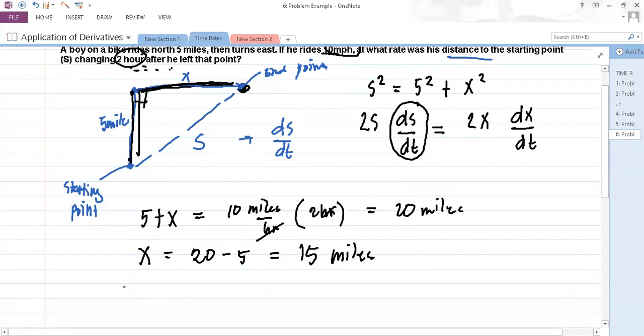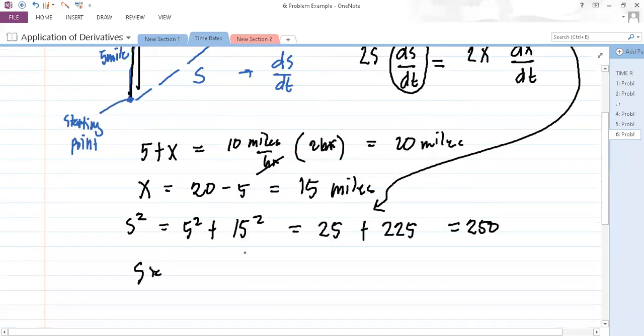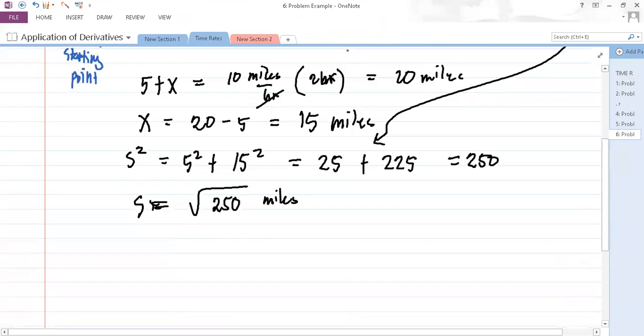We can calculate now our s using this formula of Pythagorean. s squared is equal to 5 squared plus our x squared, now 15 squared. So this is equal to 5 squared, that is 25, plus 15 squared, that is 225. Diba? So this is equal to 250. So s now is the square root of 250 miles. Okay, so this is our s. So we have now s, we have the value of x, we have the rate dx dt, which is his rate, that is 10 miles per hour. So we can now substitute.